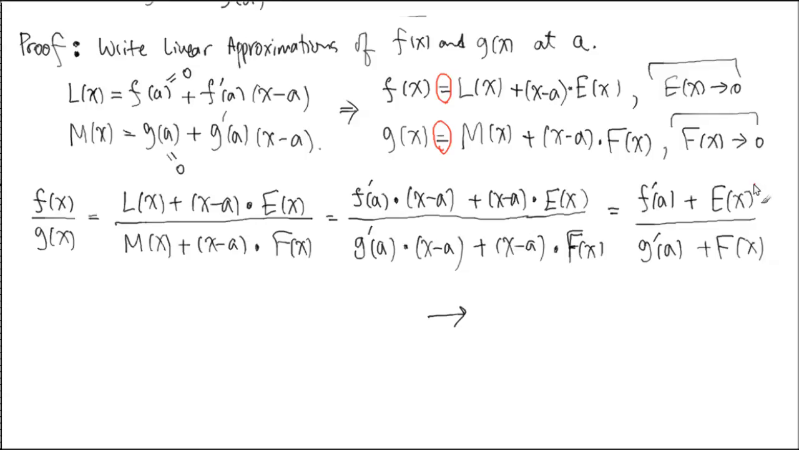Because ex approaches where? It's 0. This is the error term. What about fx? 0. What about g prime of a? It's something non-zero, right? So it guarantees the denominator is a non-zero number, right? Therefore, the quotient approaches f prime of a in the numerator over g prime of a, a non-zero number. And f prime of a can be 0. As long as the denominator is non-zero, the limit law applies. Okay?